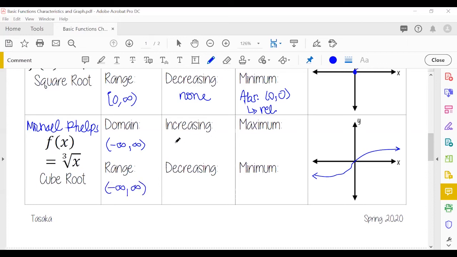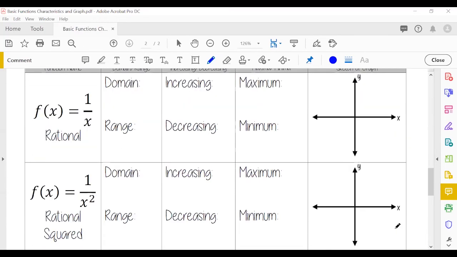And this function is only increasing. It's not going to be decreasing. As well, there's no maximum and there's no minimum. And I think you'll find that happens with a handful of functions. We're not guaranteed that all of them have that, but okay.